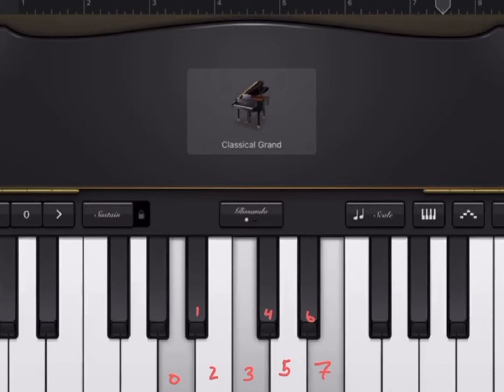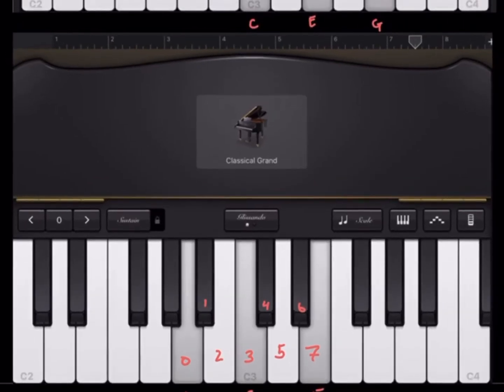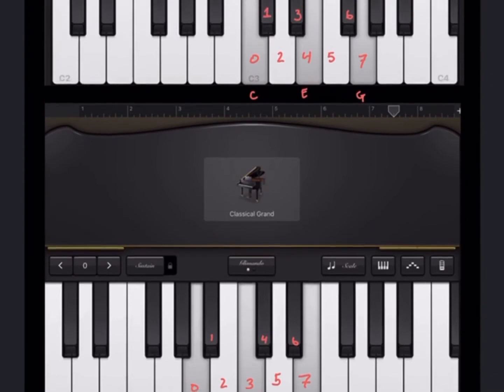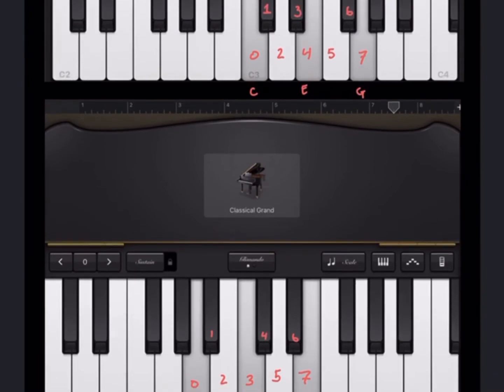So what's the difference? Did you notice? For our second note here, the E, it corresponds to the number 4. And for our sad chord here, the C, the third note corresponds to the number 3. So that's what causes the major chord to be happy, but the minor chord to be sad.